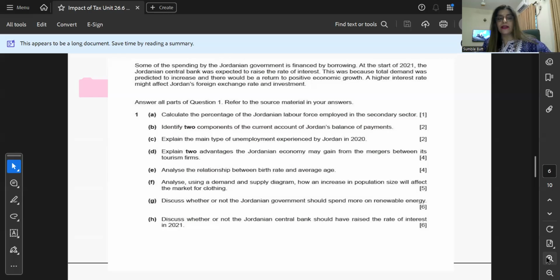Now, part C asks you, explain the main type of unemployment experienced by Jordan in 2020. Now, first reason observing the case study could be that it stems from the slow economic growth due to Jordan's inability to create new jobs to absorb its high population growth and labor force from immigration. One reason. Secondly, poor infrastructure could limit job creation and hinder economic growth.